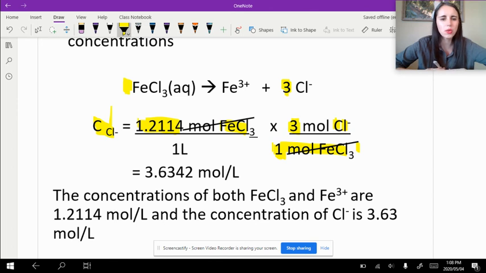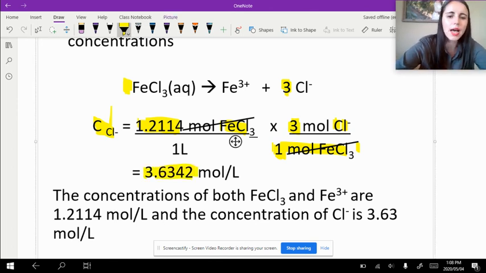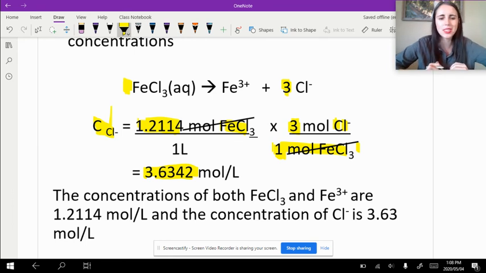So I'm going to take 1.2114, multiply it by 3, and end up with a total of 3.6342 moles per liter, which is my unit for concentration. I want to round that to 2 decimals, so I find that my concentration of chloride is 3.63, whereas my concentration of iron is just 1.21.